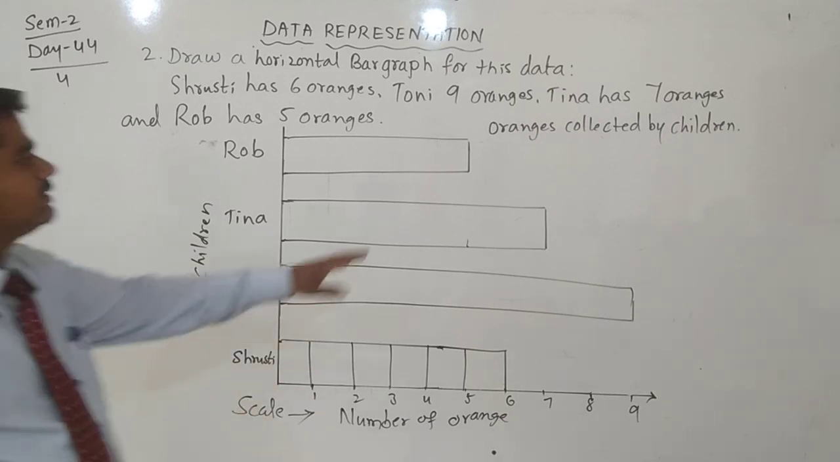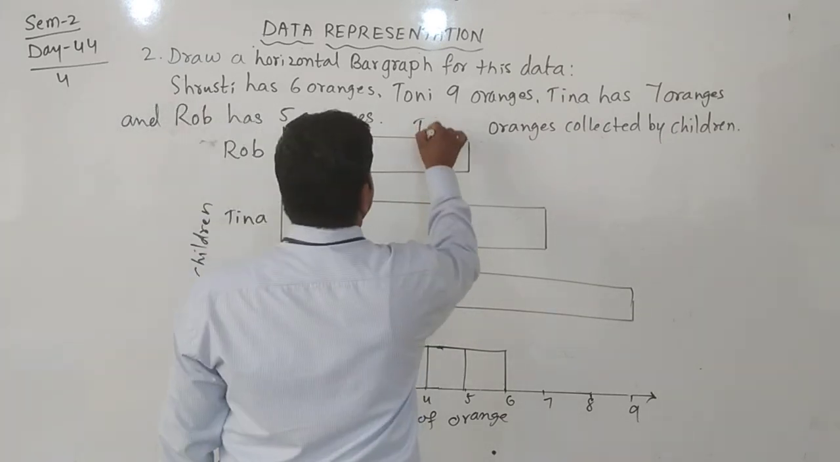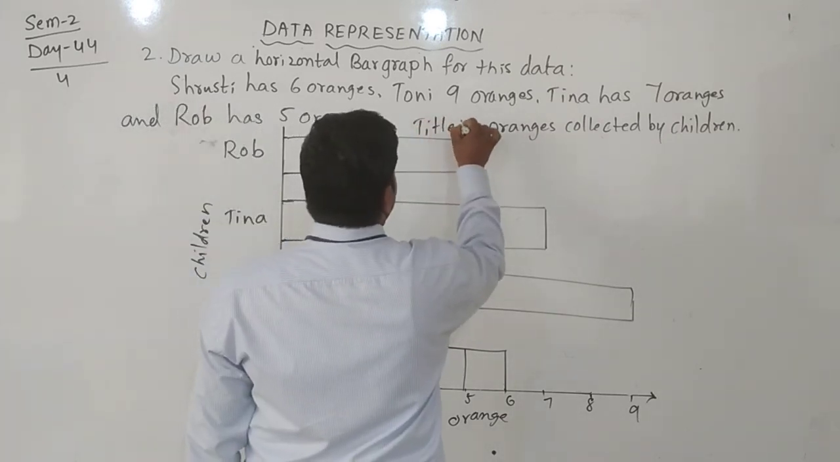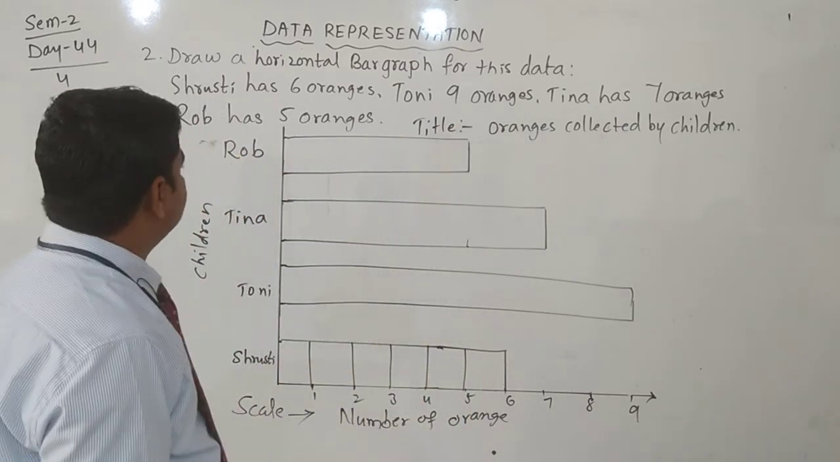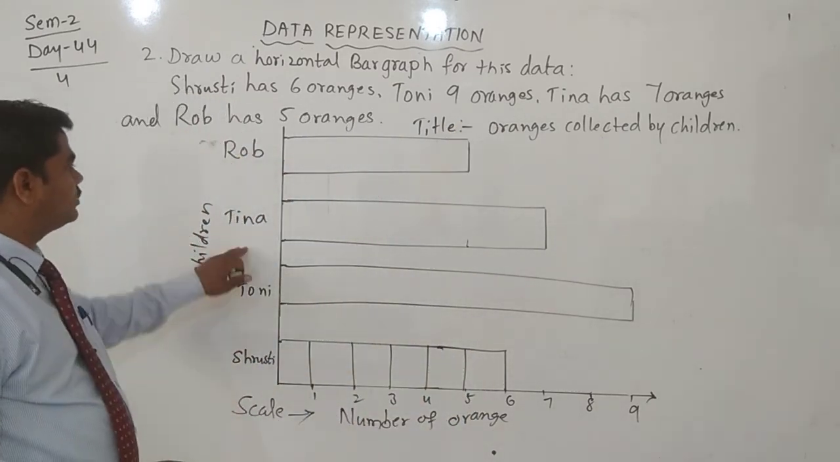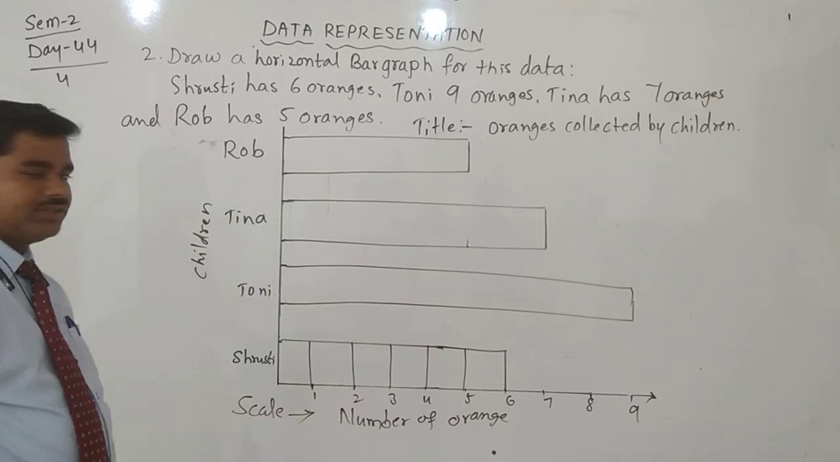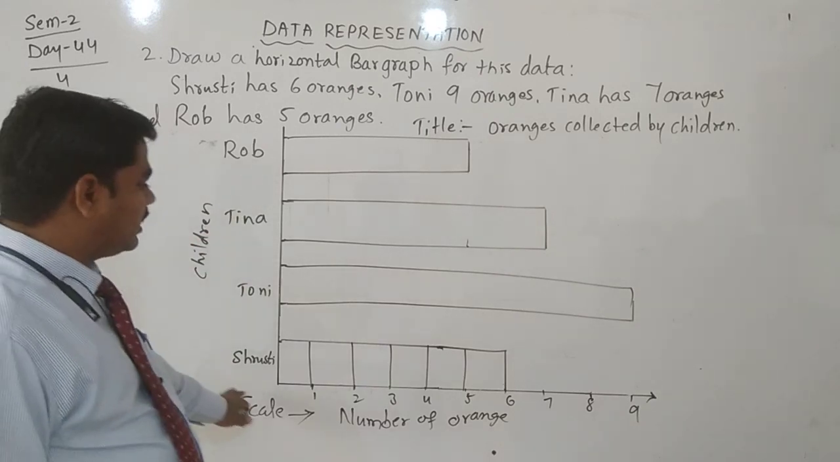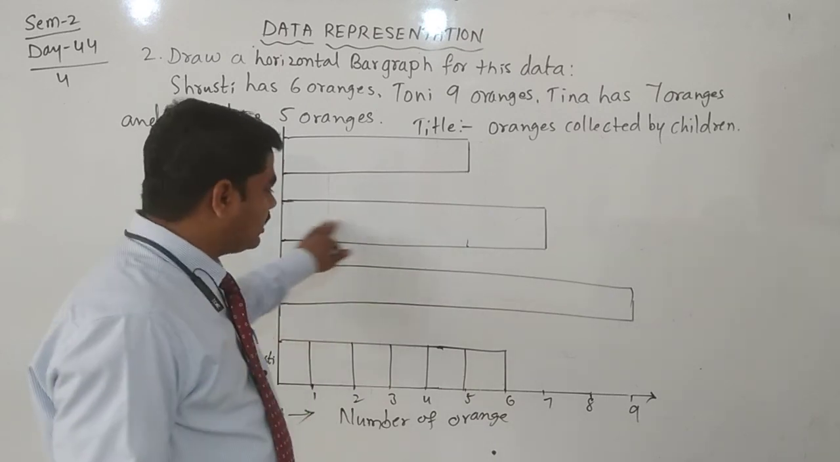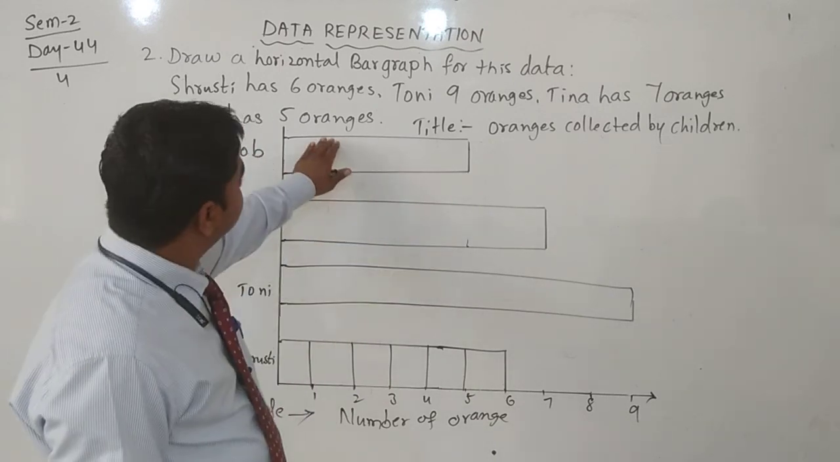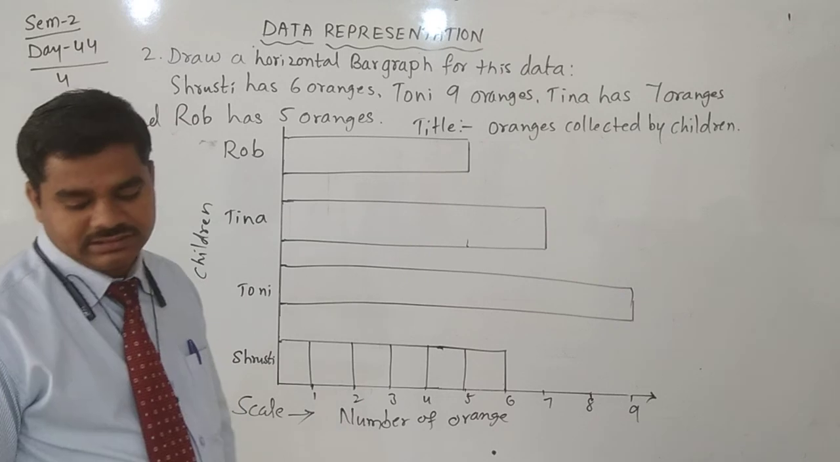Write neatly. The title is: oranges collected by children. That is how many? 1, 2, 3, 4: Rob, Tina, Tony, Srushti. Srushti collected 6 oranges. Tony collected 9 oranges. Tina collected 7 oranges. And Rob collected 5 oranges.